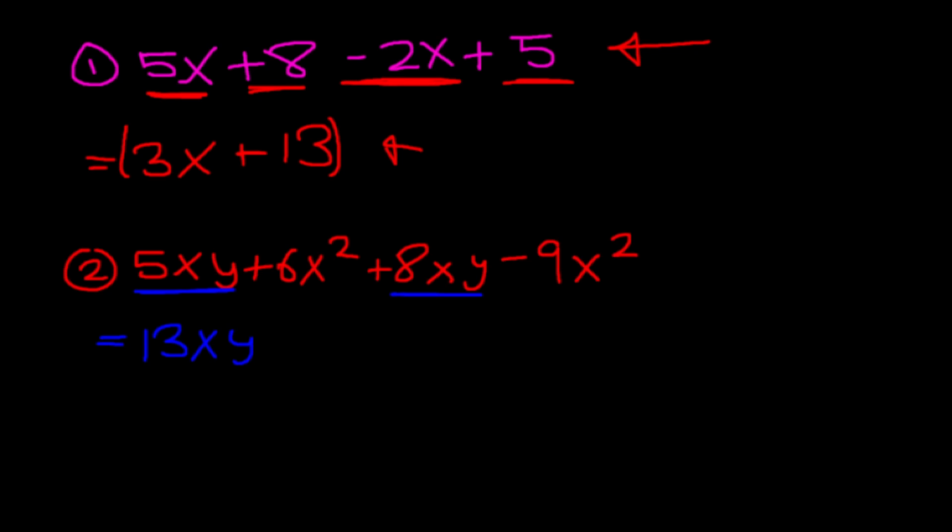And the other set of like terms would be 6x squared and negative 9x squared, as they share the same variable and the same power. So 6 minus 9 is going to give you minus 3x squared. Now let's up the level and move on to something a little more difficult.